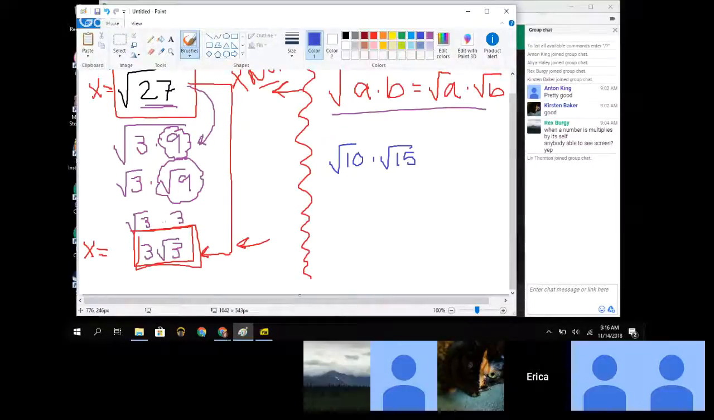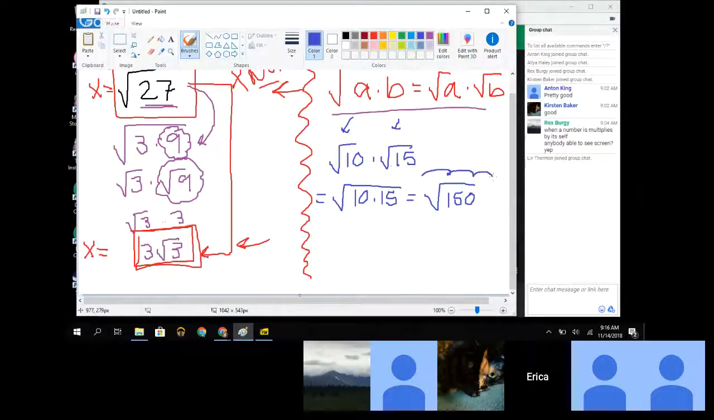Okay, well, the square root of 10 or the square root of 15, are either of those perfect squares? Nope, right? So that can't do anything like that. But what I can do is multiply these together inside. So instead of the square root of 10 times the square root of 15, I can do the square root of 10 times 15. We're allowed to do that. Which equals the square root of 150.